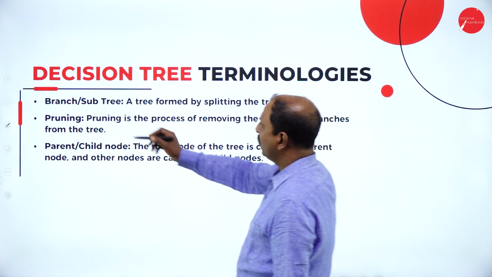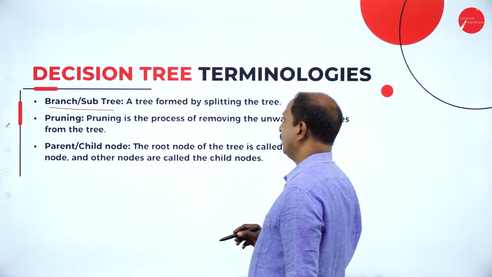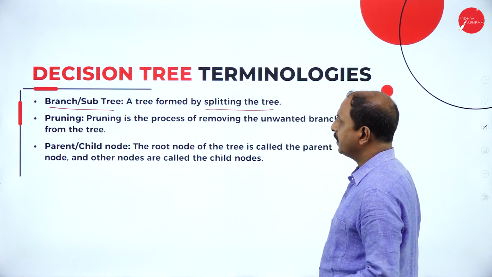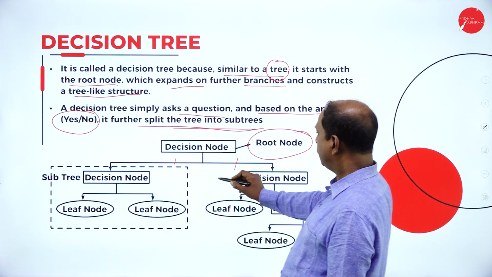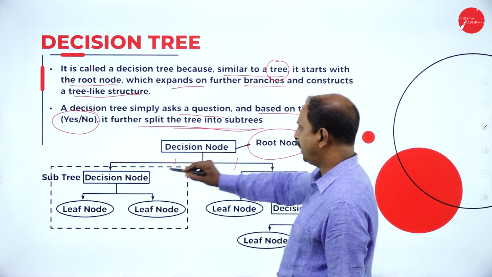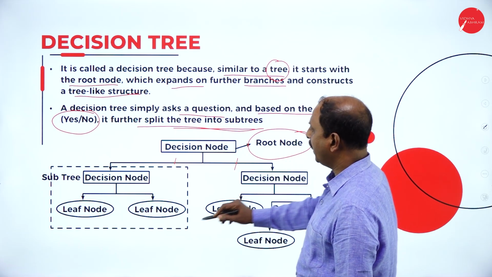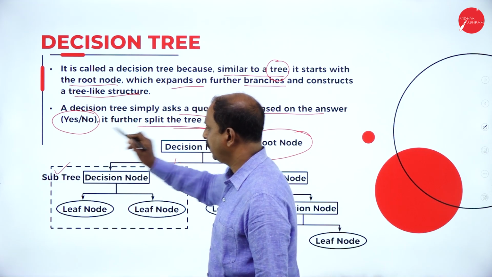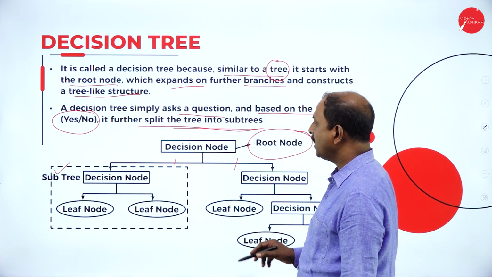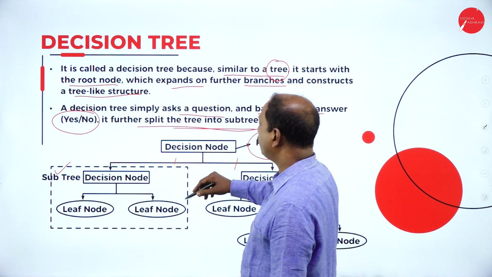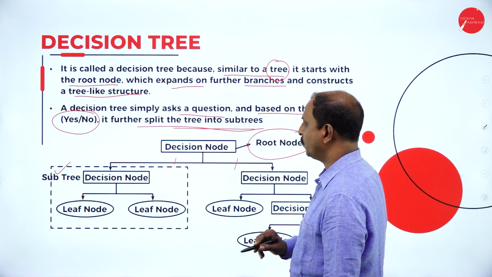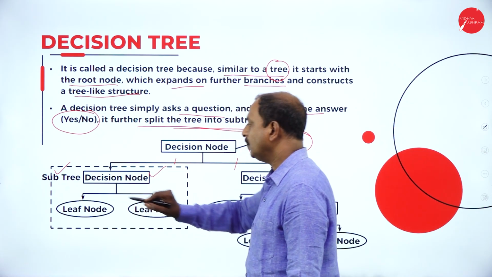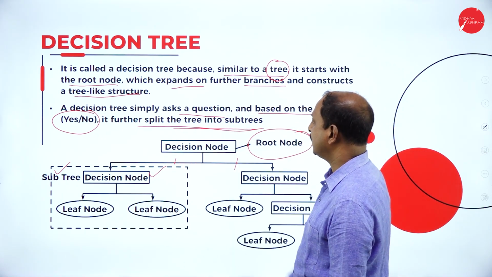Next definition is what is a branch or subtree? A tree formed by splitting the tree is called a subtree. In the previous example, this is a decision node, the root node, and here again a decision node, and again here is the leaf node. So this entire thing forms a subtree. It is formed after taking a decision from the decision node. Here again this is a root node for these two leaf nodes, so this is a subtree.